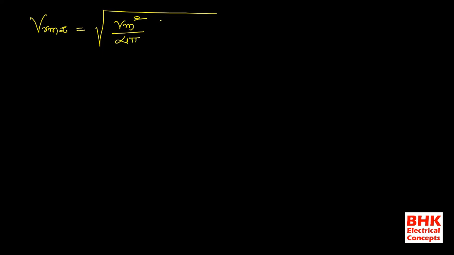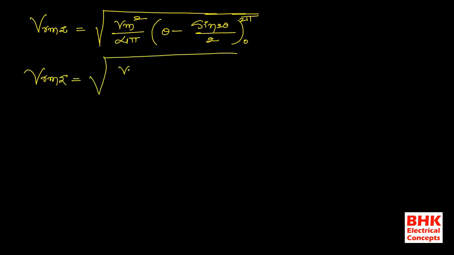Now go for the next step. Now what is the next step? VRMS is equal to square root of Vm square divided by 4 pi, theta minus sin 2 theta divided by 2, having a limit from 0 to 2 pi. Now apply limits for this term. VRMS is equal to square root of Vm square divided by 4 pi.